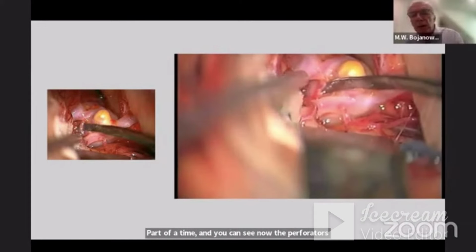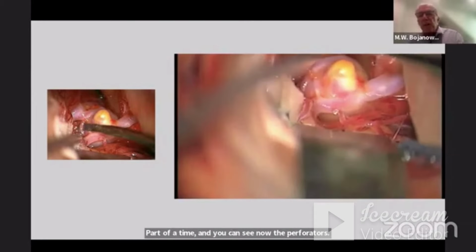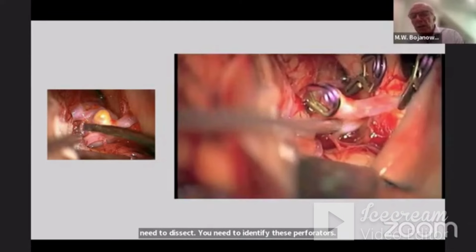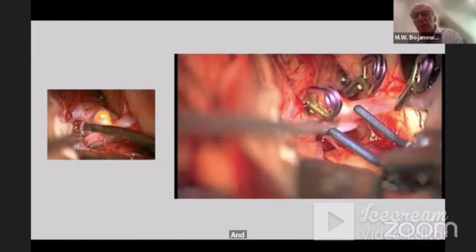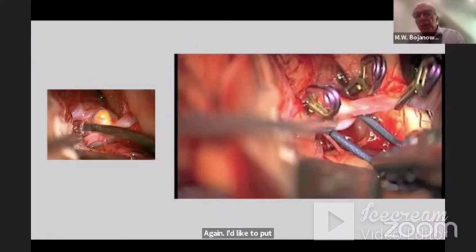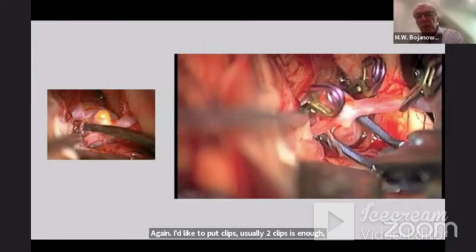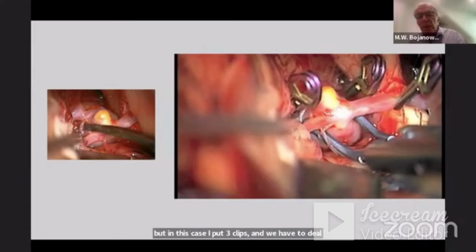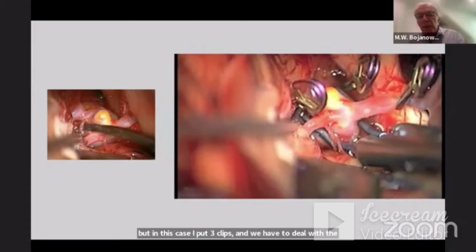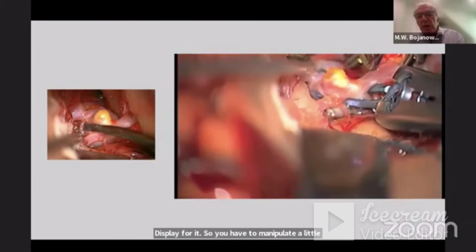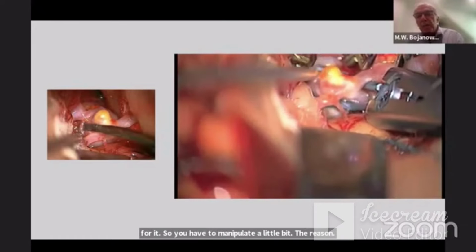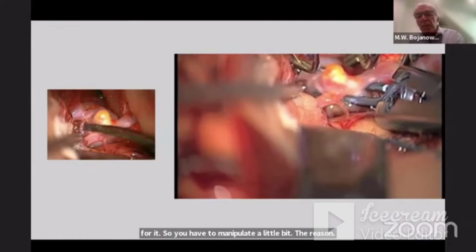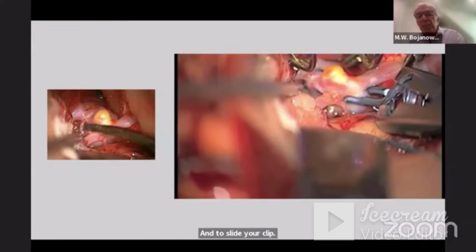You need to identify these perforators, and again, I like to put clips. Usually 2 clips is enough, but in this case, I put 3 clips, and we have to deal with this perforator. So you have to manipulate a little bit the aneurysm and slide your clip in order to protect this perforator.